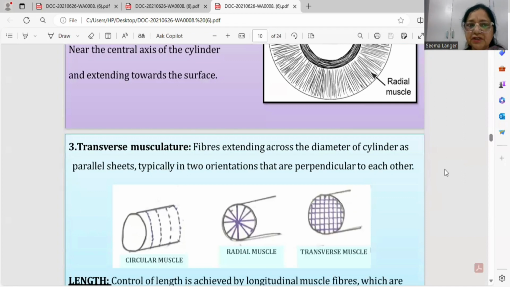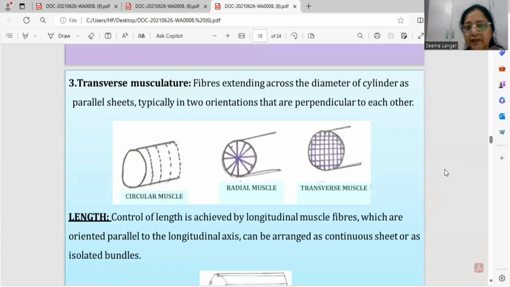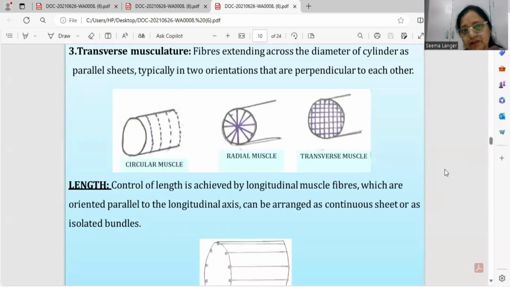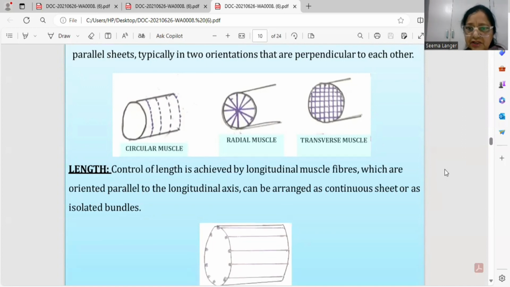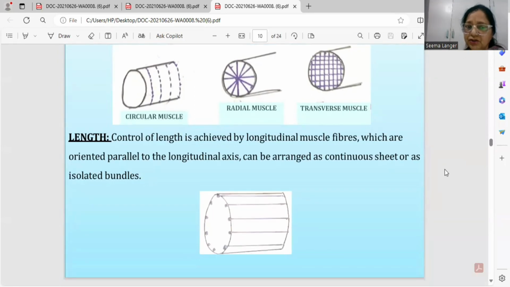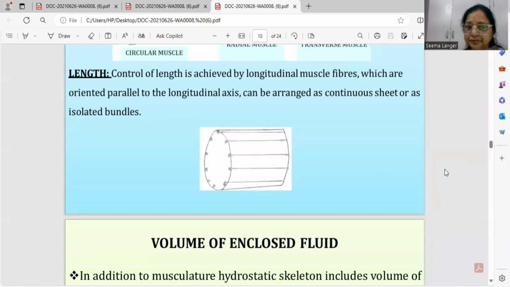And another set of muscles controls the length. These are the longitudinal muscles. So these are, grossly, the arrangement of muscles. You can see the circular muscles, radial muscles, and transverse muscles, which control the change in diameter. And these are the longitudinal muscles, which control the change in length.